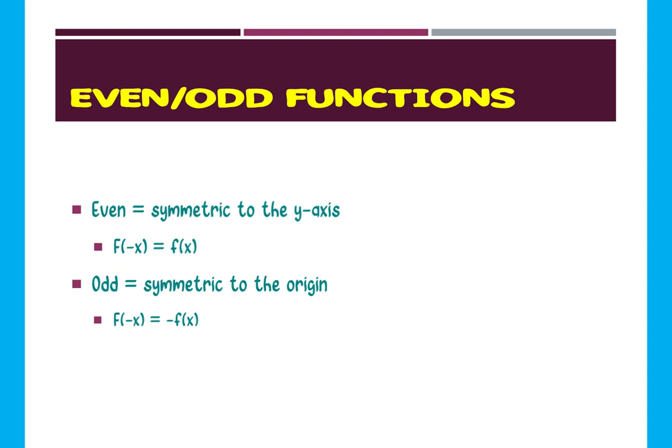So if I have coordinate points like 1, 2 on my original function, then it would be reflected. So this is 1, 2. It would be reflected to negative 1, negative 2. So negative 1, negative 2. If you have points like that, then they're symmetric to the origin. Okay? If your x and y values both change signs.